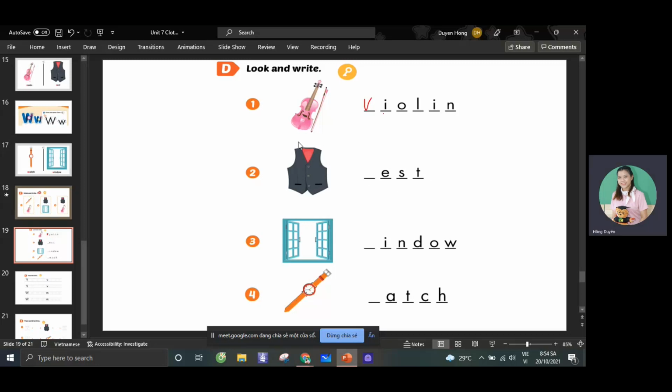All right, now look at number two and write V, R, W. Picture 2. V. All right, so what can you see in the picture? Vest. All right, so you know the sound of V. Vest. Oh, good. Vest. Good job.